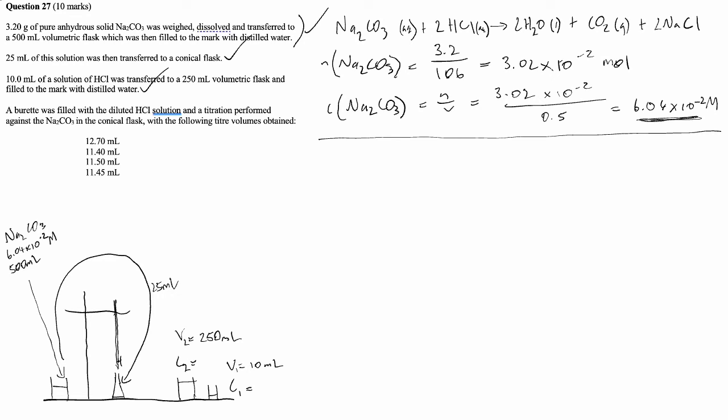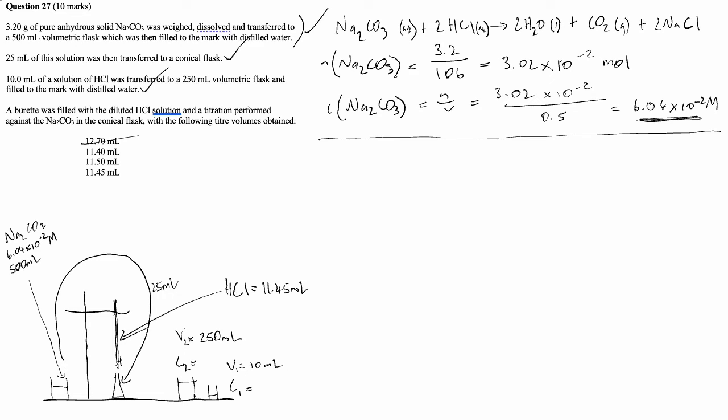The burette is filled with HCl, so in here we have HCl. Following titre volumes obtained, we can get rid of the 12.7, it's an outlier, which gives us an average of 11.45 ml. So HCl, 11.45 ml.